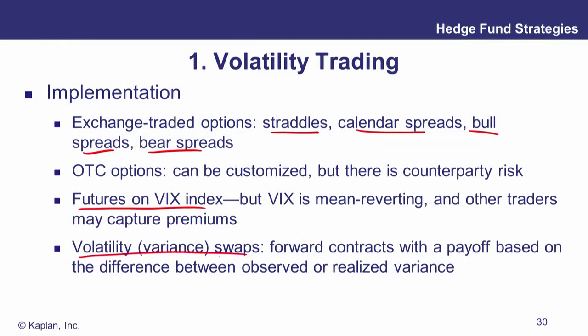Very specific type of trade here is a volatility swap, sometimes known as a variance swap. That's a forward contract, and the payoff there in the forward contract is going to be the difference between the observed or realized variance and the predicted variance at the start of the trade. Okay, so very specific.